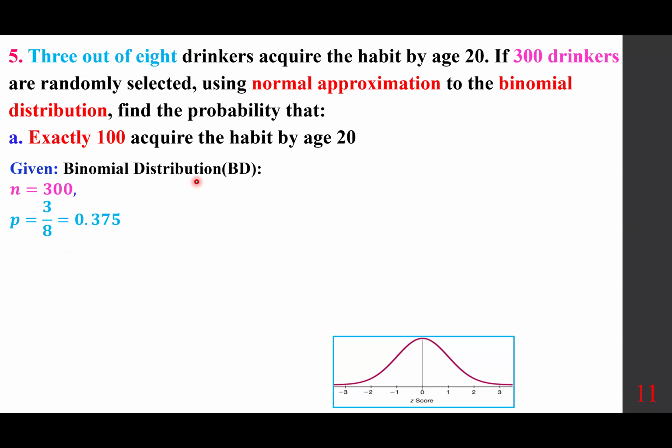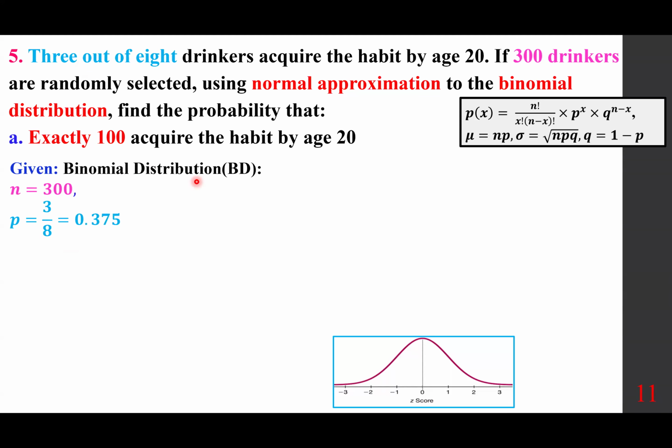All right, let's remind everybody of what we know about binomial distribution. Probability is n factorial over x factorial times n minus x factorial, p to the power of x, q to the power of n minus x, mu is np, sigma is square root of npq, and q is 1 minus p. Therefore, q is 1 minus this number, which is 0.625.